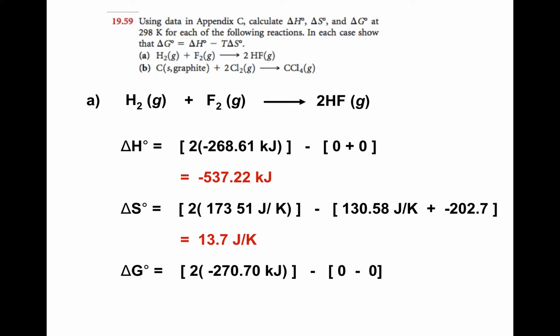And I can do the same for delta G. If you look at Appendix C, you have delta G naught values. So you can plug it into products minus reactants, get the change. Notice delta G naught for the elements is 0, just like delta H is.